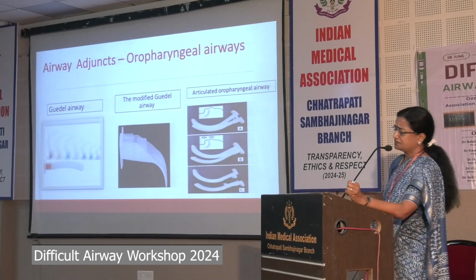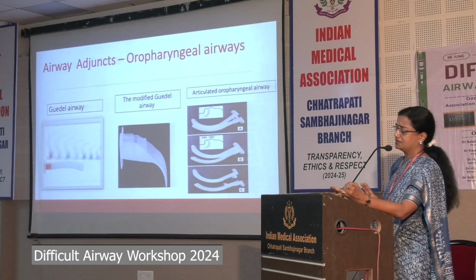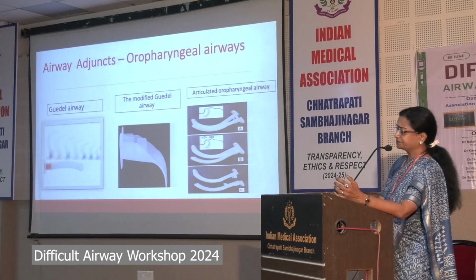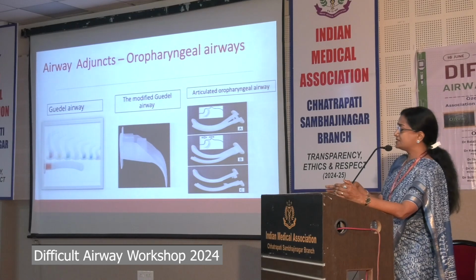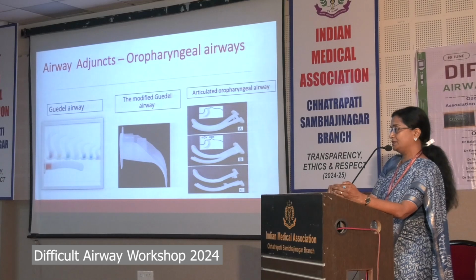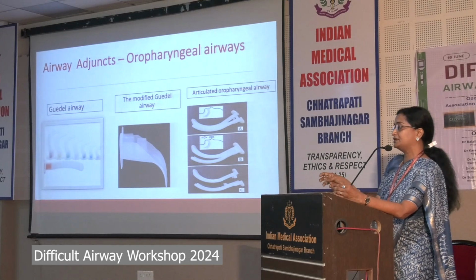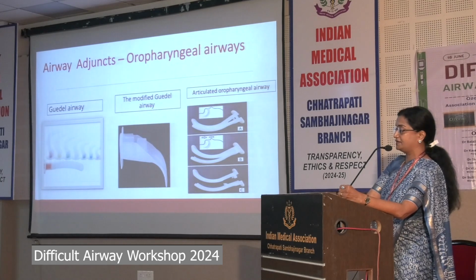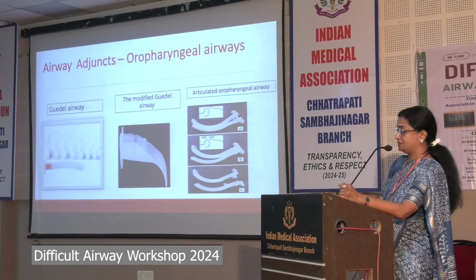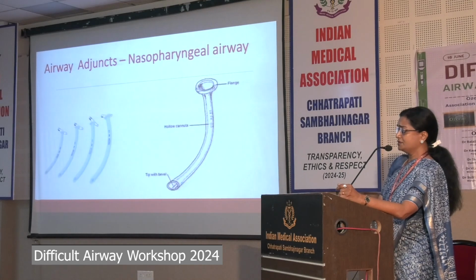Airway adjuncts. Various airway adjuncts, the Guedel's airway, everybody knows it. A modified Guedel airway is available on your fiber optic table today, and the entire roof of this Guedel is removed, and hence it allows fiber optic intubation via it. So in an unanticipated difficult airway, this modified Guedel airway or an articulated oropharyngeal airway will help, where you can intubate through this directly. The fiber optic bronchoscope reaches your laryngeal vestibule, and it saves your time and reduces the intubation time.